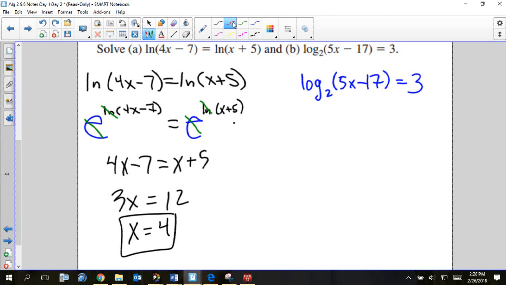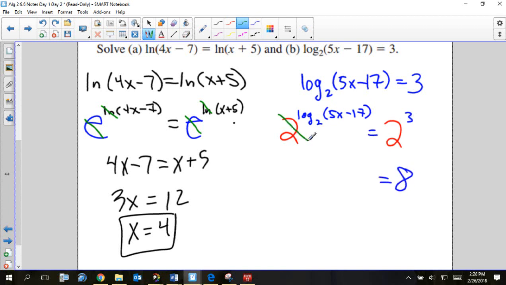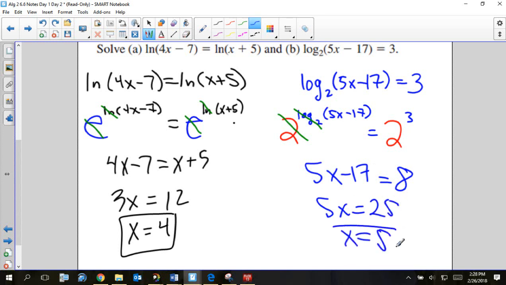It's the same thing we did here, only it's going to be a 2 to the, instead of an e to the. So we're going to do 2 to the, this entire side becomes an exponent. Log base 2, 5x minus 17 equals 2 to the third. And you should know 2 to the third is 8. And 2 to the log base 2 are inverses. They cancel out. So we get 5x minus 17 equals 8. And then you can solve that really easily. 5x equals 25, so x is 5. Yay.